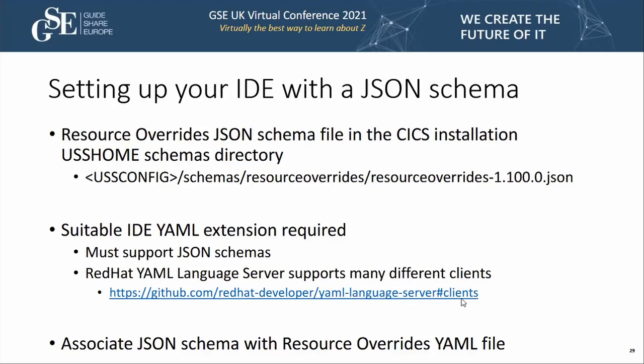There are also options for Eclipse. There's also Sublime, Vim, NeoVim, and various other clients that are supported. It's quite a good set that do support it. But basically anything that can understand YAML and also supports JSON schema, to allow it to understand the structure of that YAML, will work with your editor. So there are lots of options out there already. And the final step, obviously, is that you need to tell the editor what schema to use with your resource overrides YAML file. And if you do that, it should all in theory just work.